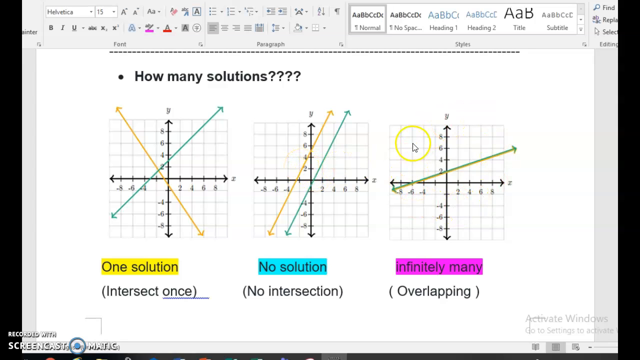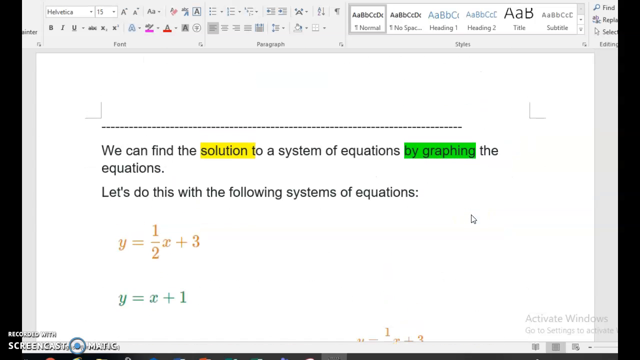Graph number 3, you will see this is infinitely many. The answer will be, oh, see that? They overlap every single solution, see? Which means everywhere you point to is a solution. So it has infinitely many solutions. Okay, now let's move on to the next.